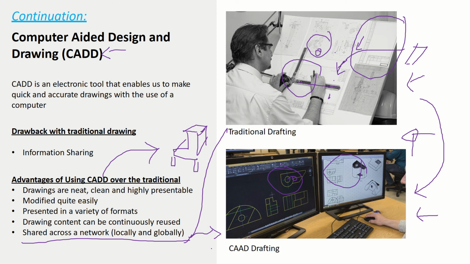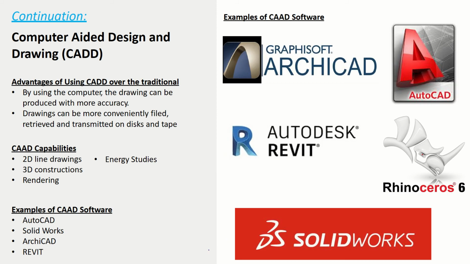Okay, so other more advantages of using CAD over the traditional. By using the computer, the drawing can be produced with more accuracy. That's what I was talking about earlier. If you have to draw some lines, when you draw lines physically, it's a little bit more difficult to get those corners. And yes, you can have straight lines, but sometimes it is not as accurate as information done on the computer. Then drawings can be more conveniently filed, retrieved, and transmitted on discs and tape.